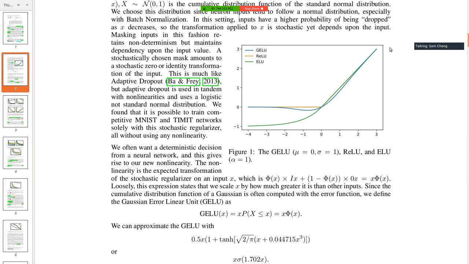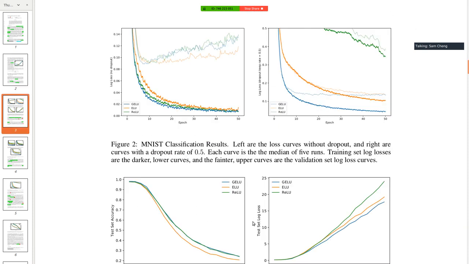But they introduced the GELU, which has a shape like this, basically. And this is very similar to ReLU. They have some theoretical argument for that, and I won't go into detail now, but the shape is like that. Then they compare on different problems with ELU and ReLU, and it's working better. Stuff like that is very hard for a reviewer to reject.